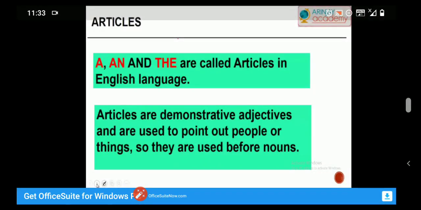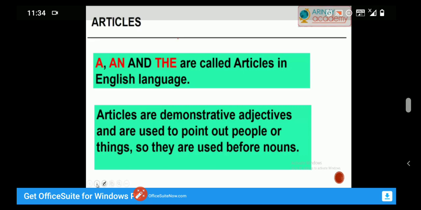Now today we shall discuss our next topic, that is articles. So what are articles? The adjectives a and the are called articles in English language, or we can say that a and the are the articles in English language.